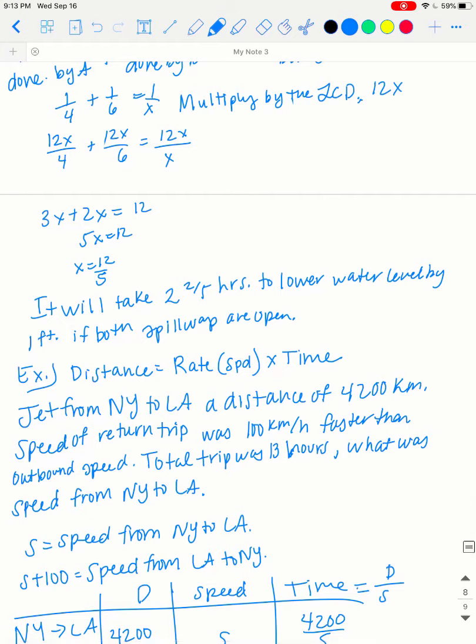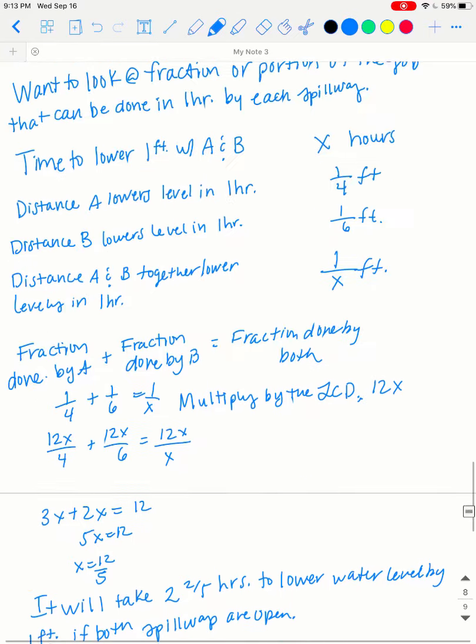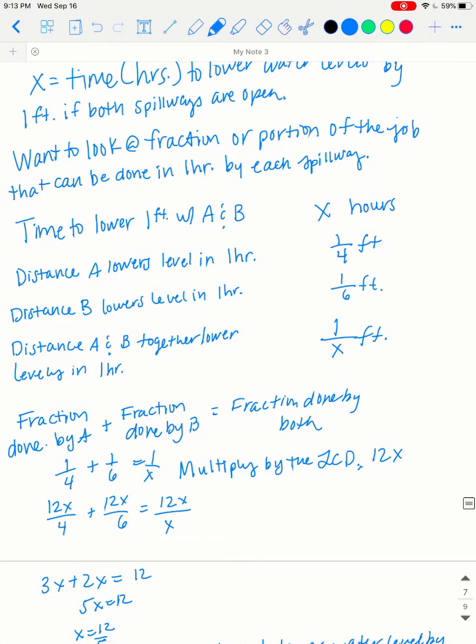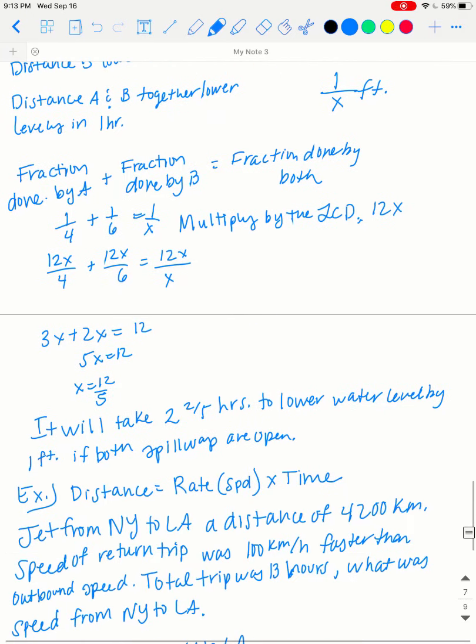So overall, it will take 2 2/5 hours to lower the water level by 1 foot if both spillways are open. So take a look at this. Really make sure you understand the fractions and the portions involving A and B.